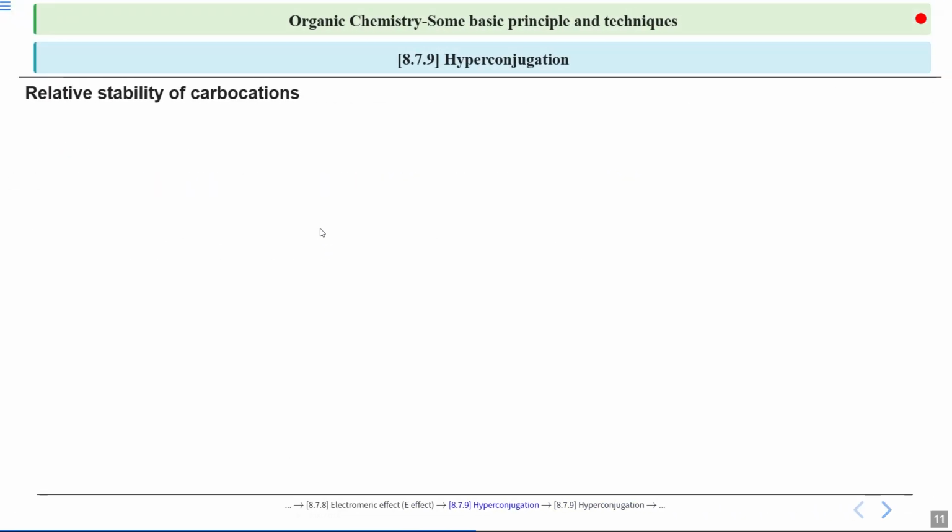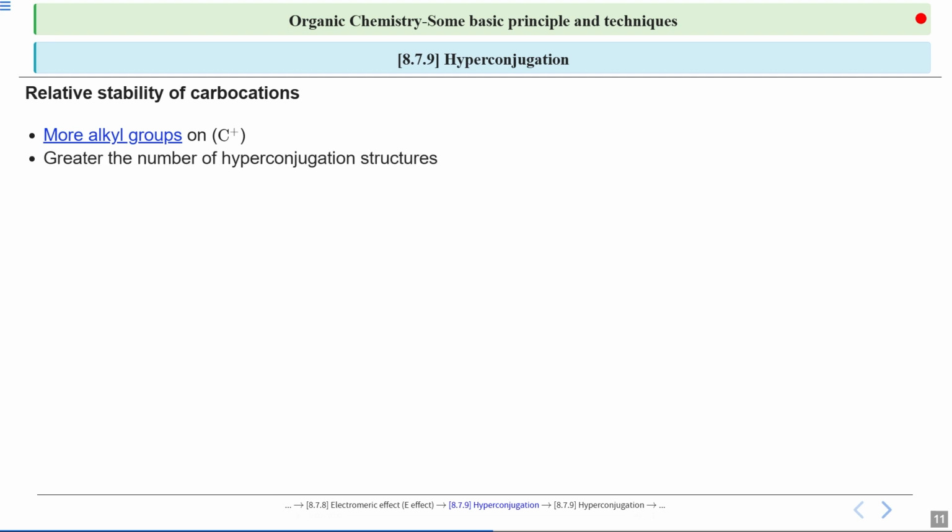Now next, this can help in stabilizing the carbocation. So this is the most important part. If you are seeing that more alkyl groups are on C+, then there will be a greater number of hyperconjugation structures possible, and a greater number of hyperconjugation structures means more stability of the carbocation. Now this is also seen in the case of resonance. If you remember, more alkyl groups result in more resonating structures. So that would increase the stability of the carbocation.